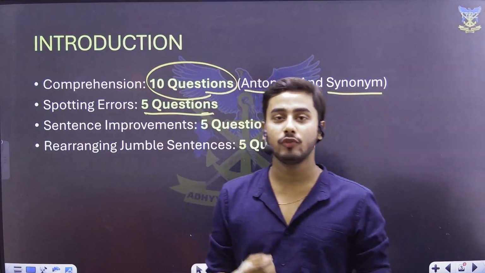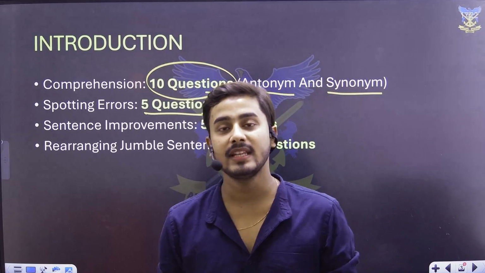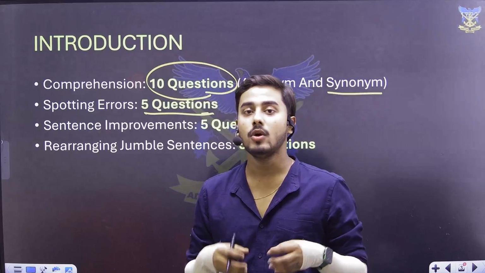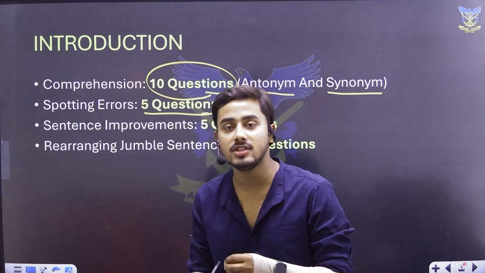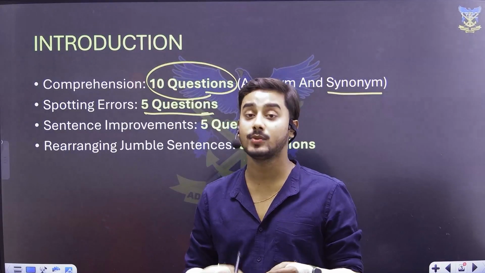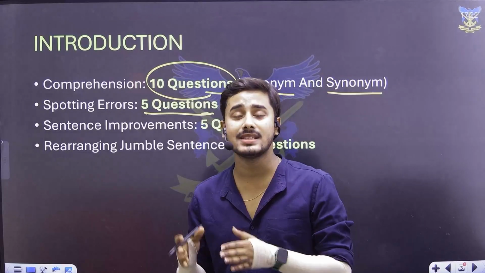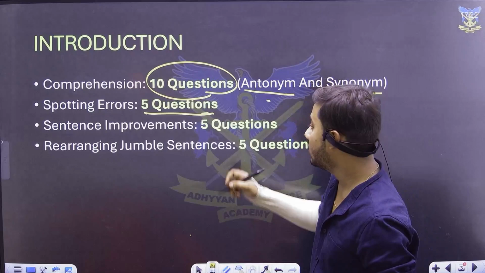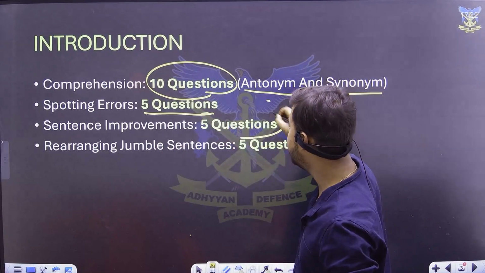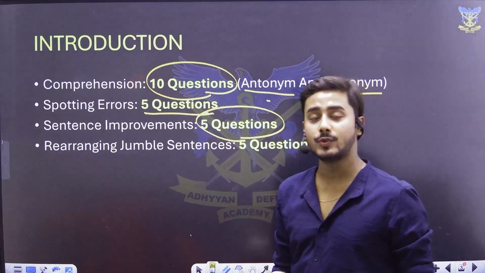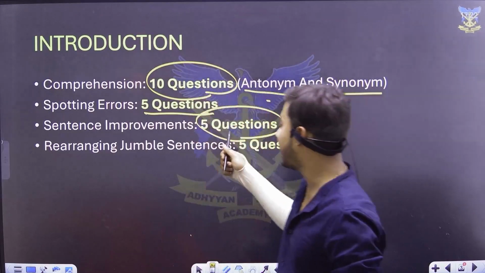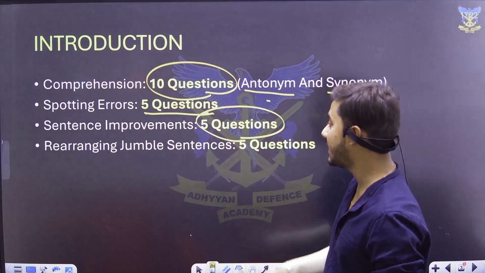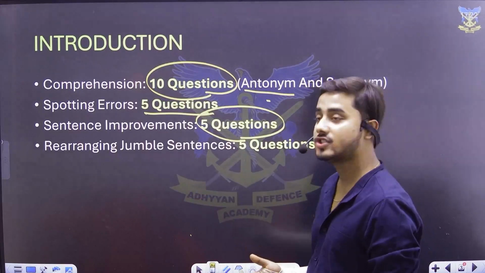तो सेंटेंस इंप्रूवमेंट में हमें क्या करना होता है, हमें पहले देखना होता है कि सेंटेंस के कौन से जगह पे गलती है and we have to substitute that portion of the sentence which has the error with something which sounds grammatically more correct, right, and more enriching. So that is what sentence improvement is, and in the paper of 2022 SPI we had 5 questions on sentence improvement. Lastly, speaking about the last section, we had rearranging of jumbled sentences.